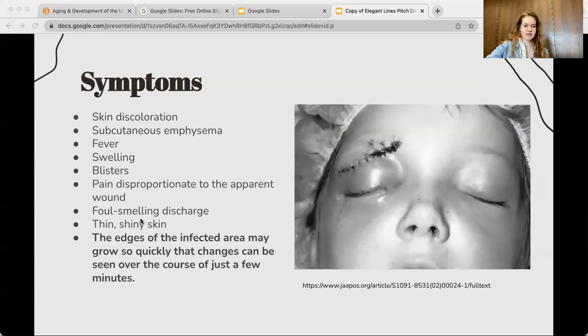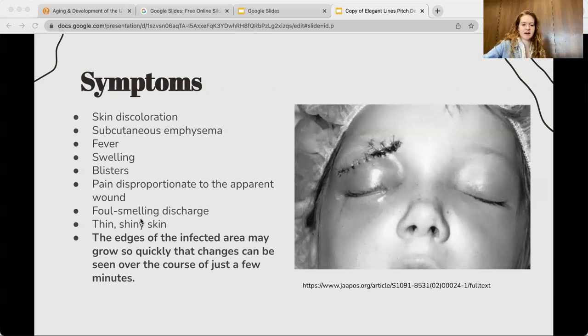So this picture shows a 7-year-old girl who was kicked in the face by a horse. She went to the hospital, got it stitched up, and came back 3 days later because it had hardened. Both of her eyelids were swelling, and there was a yellowish discharge that was secreted. And so she was diagnosed with gas gangrene.